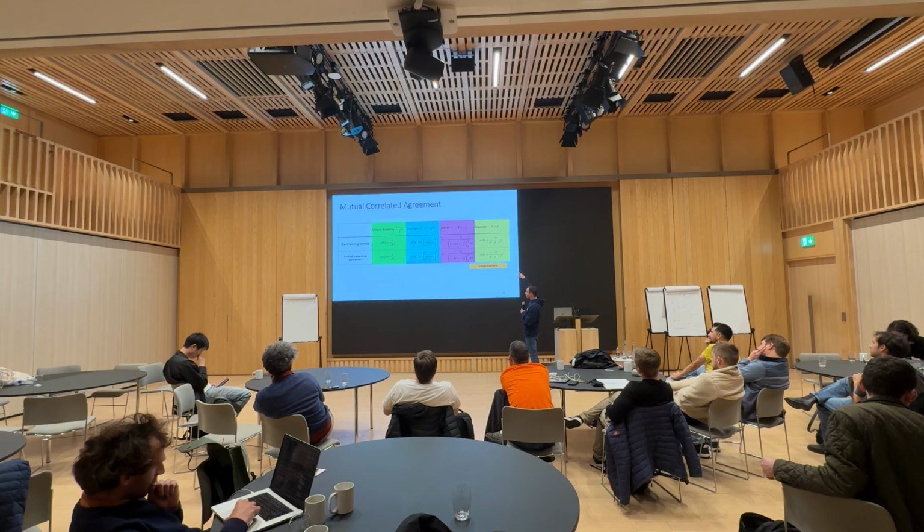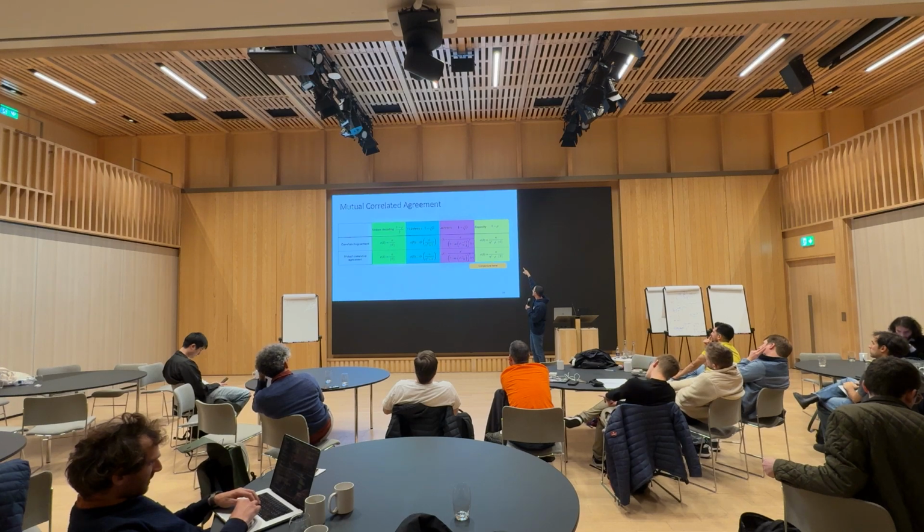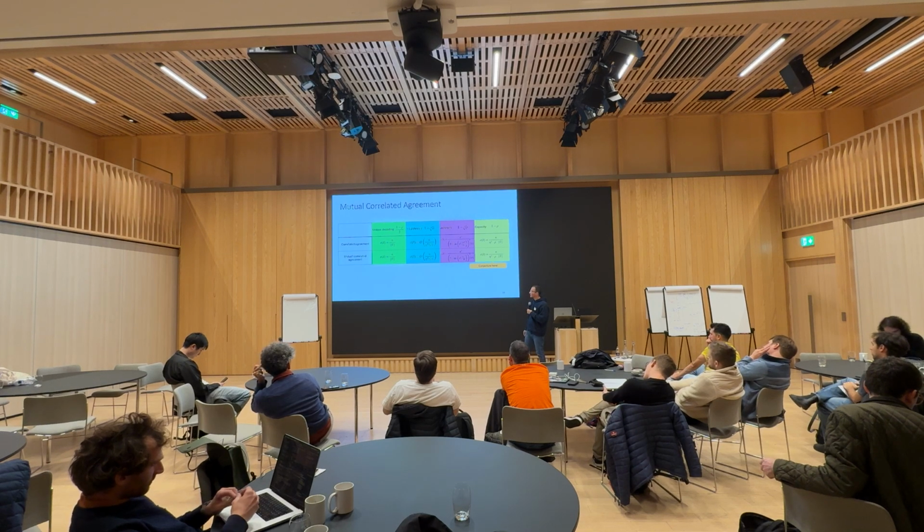And finally, we can conjecture, but why not conjecture the same error? We have the same errors in all the cases. This is the conjecture for the correlated agreement. We have more or less the same conjecture for the mutual correlated agreement. You can actually play with the conjecture. This is a simplified version.